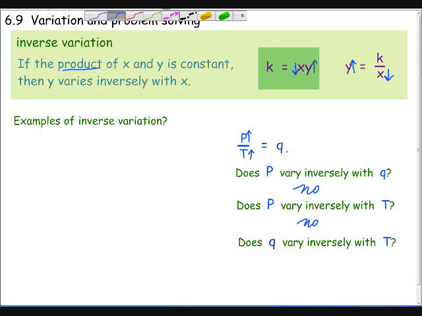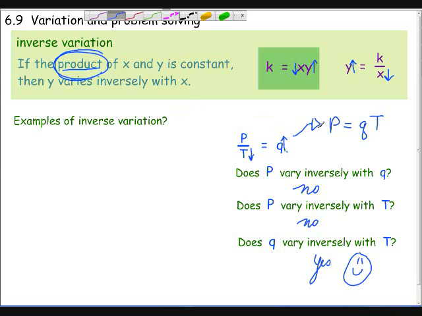We'll try another one. Yeah, I'm getting discouraged. We can't find inverse variation here. Does Q vary inversely with T? Let's see. Well, assuming P isn't changing, as Q goes up, we can't have T going up because this side would be getting smaller, so T has to be going down. The answer here is yes. Finally, we have an inverse relationship. And I can prove it to you using this definition here. We can write an equivalent equation, and we'll say P equals QT. And you can see that we're talking about the product of those two variables staying constant. That would be inverse variation.